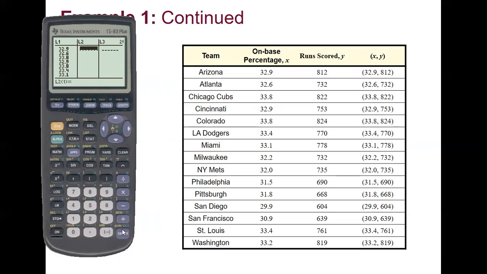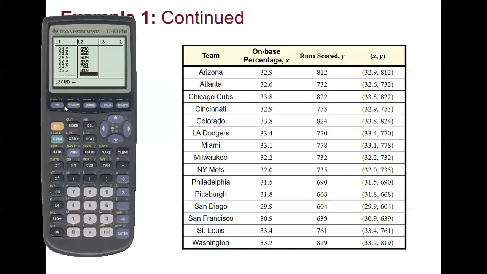Okay, so I've put in my X's and now I'm going to put in my Y's. So I have 812, 732, 822, 753, 824, 770, 778, 732, 735, 690, 668, 604, 639, 761, and 819. Okay, so the points are in.